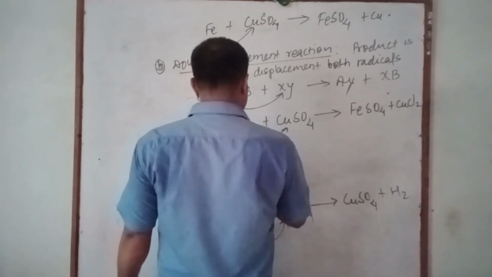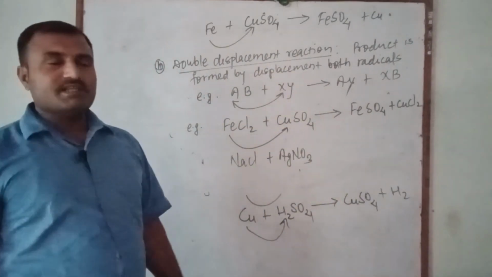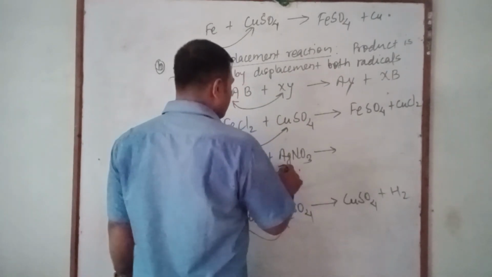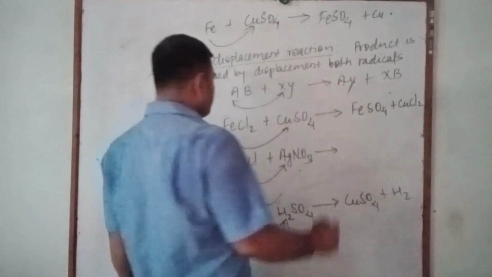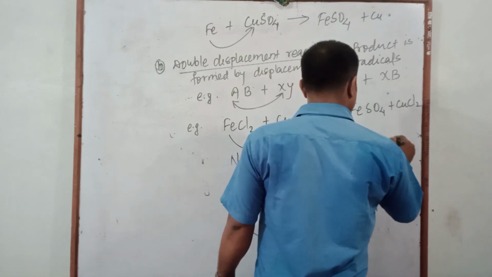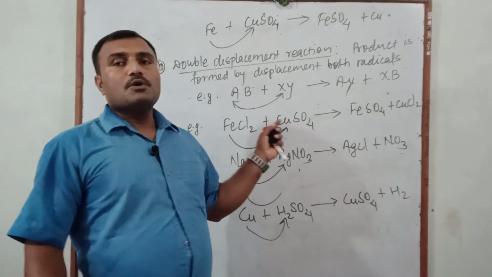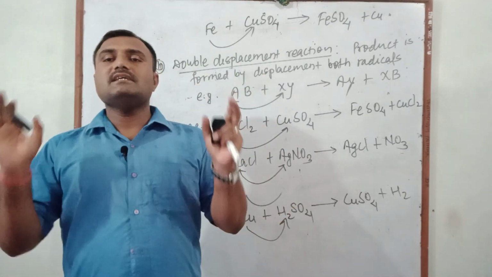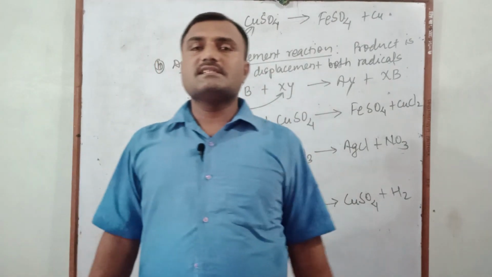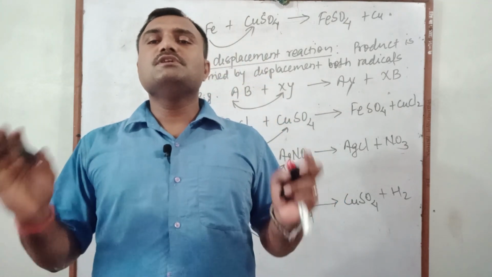Similarly, when sodium chloride and silver nitrate react, the reaction takes place in solution state only. Why? Because both are salts. Then sodium displaces silver, silver takes the position of sodium, and here silver chloride plus sodium nitrate is formed. In such types of chemical reaction, both radicals get displaced by each other, so it is called double displacement, and if only one radical gets displaced, then it is called single displacement.